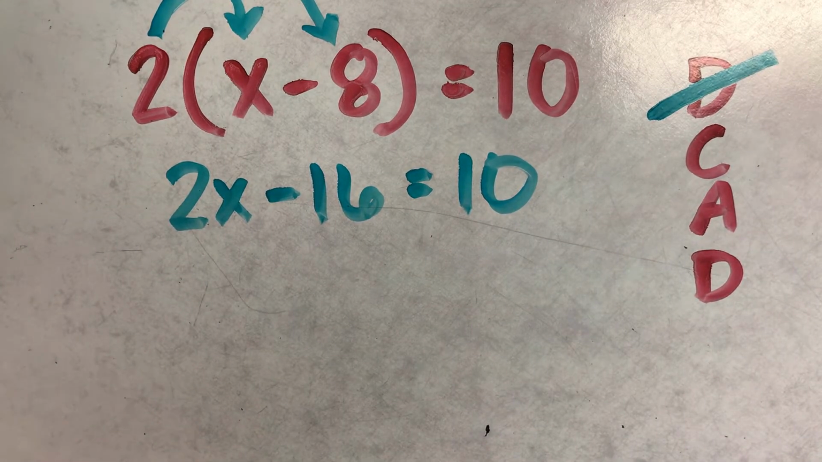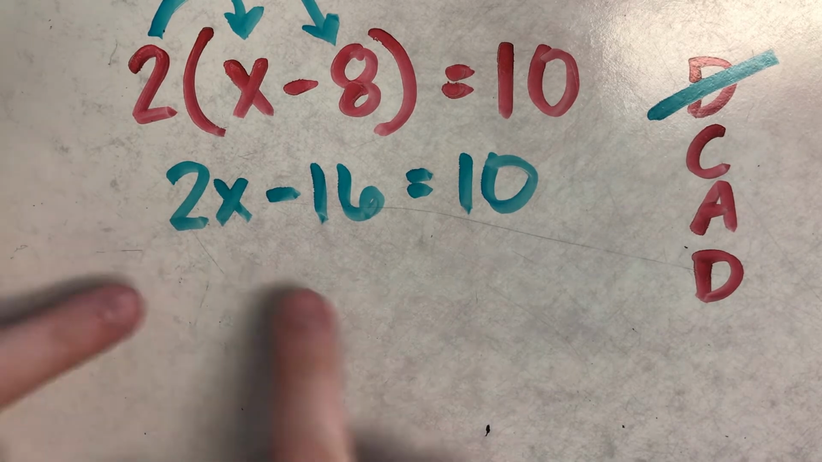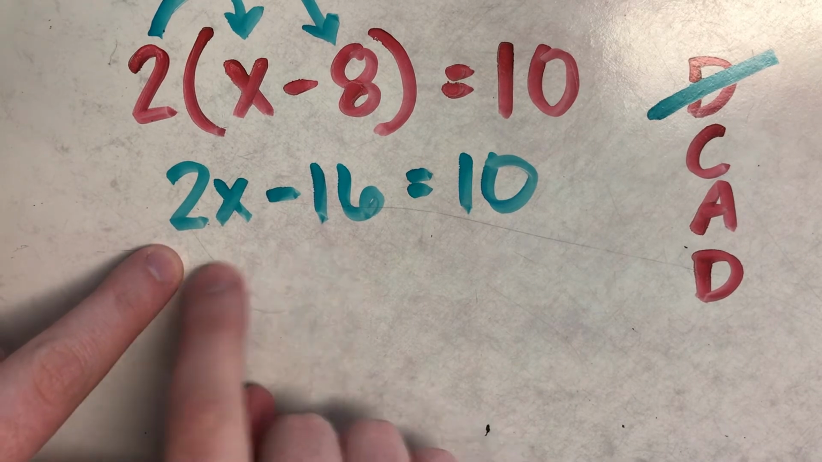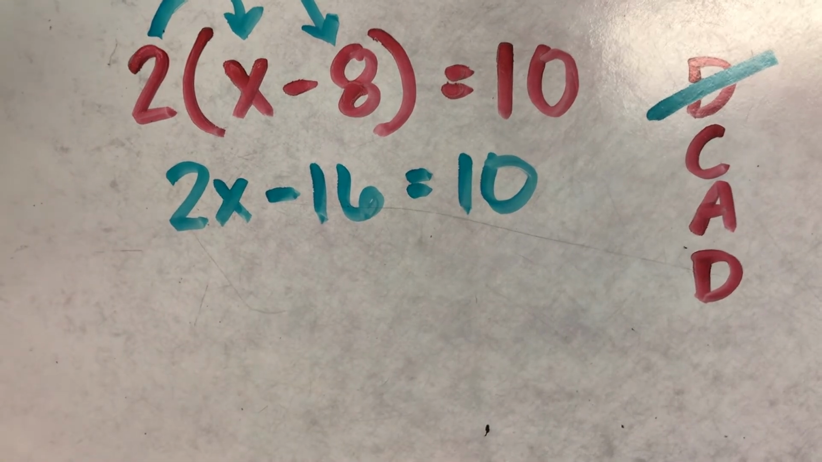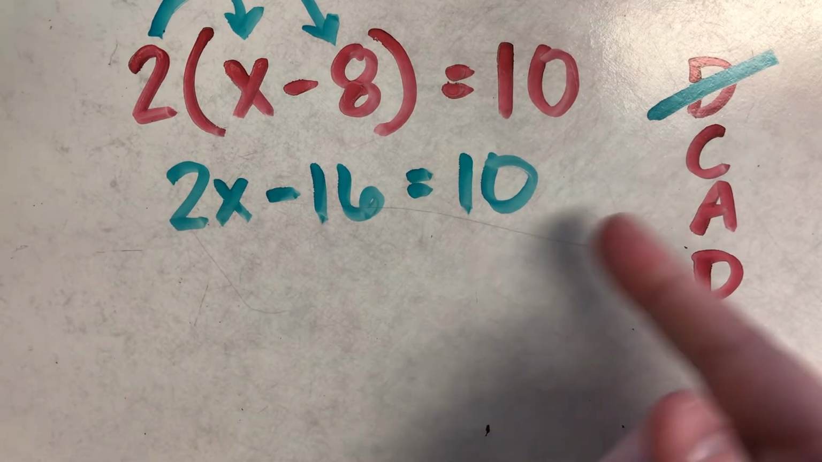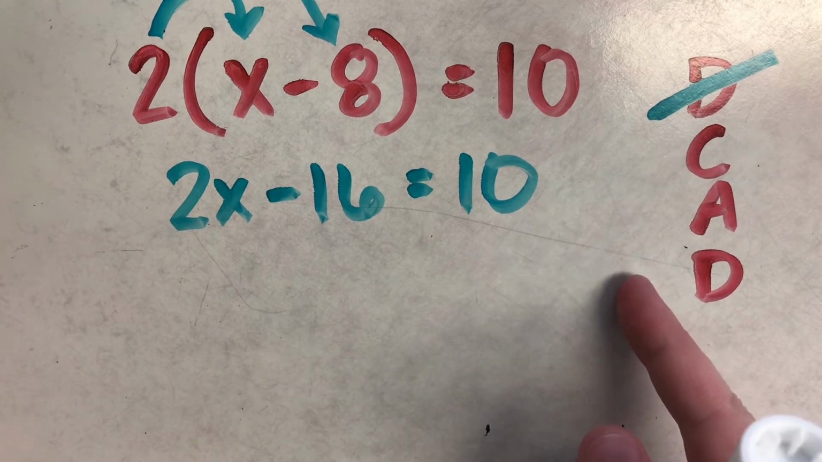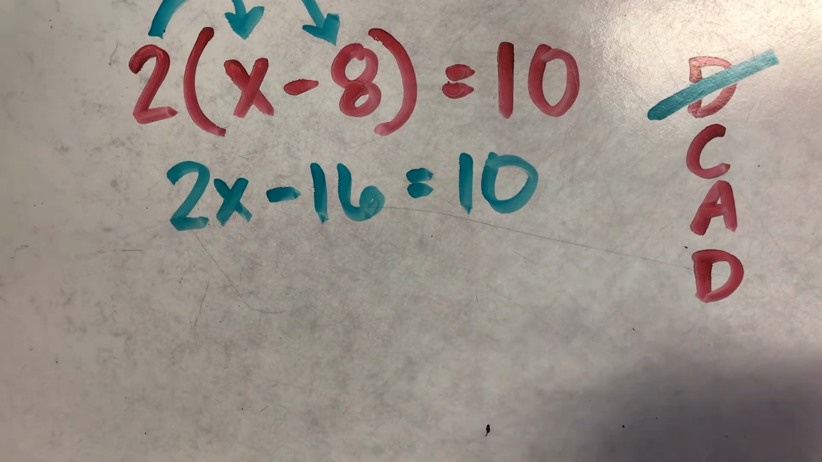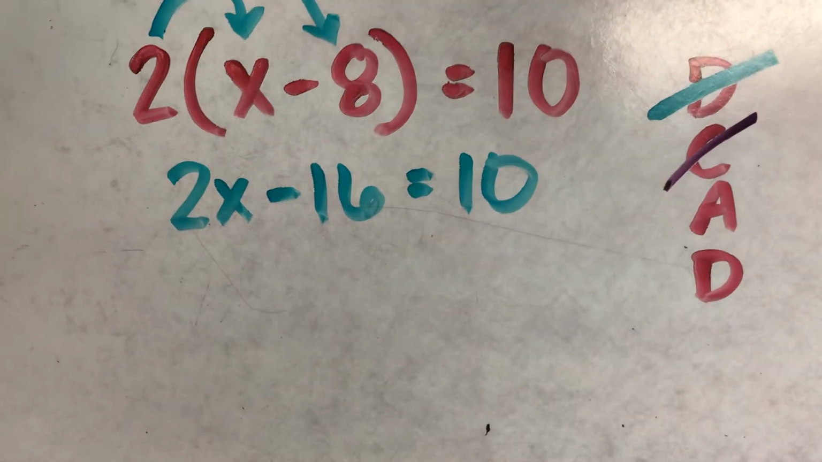Second step is going to be combine like terms. So looking at this, I don't have like terms on this side. 2x and -16, those are not like terms. They both do not have the same variable to the same power. 10, well, I don't have anything over here to combine it with. So I'm going to go ahead and mark off that.